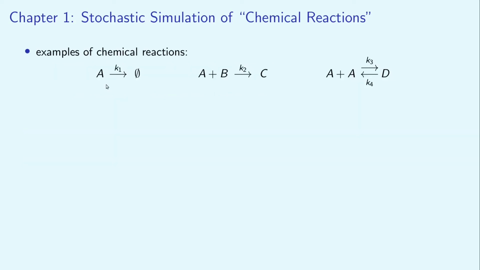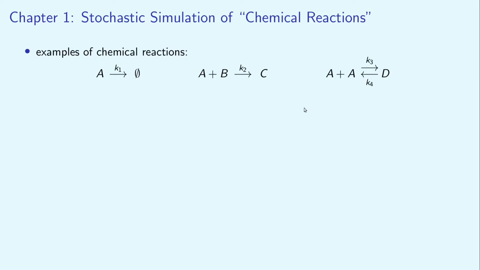I have included some examples of chemical reactions here. The first one describes the chemical species called A, which is removed from the system with the rate constant K1. Here two chemical species A and B react with the rate constant K2 to produce the product called C. Here two molecules of A create a dimer D, and this reaction can go in both ways.